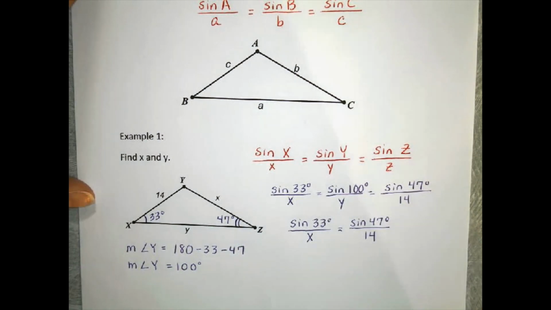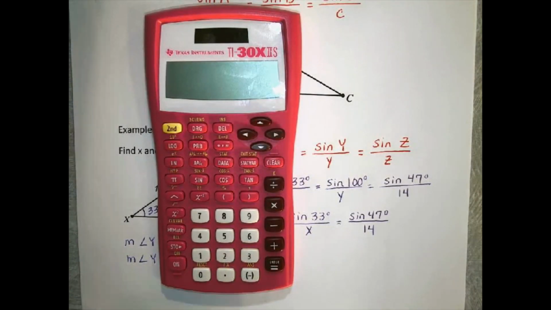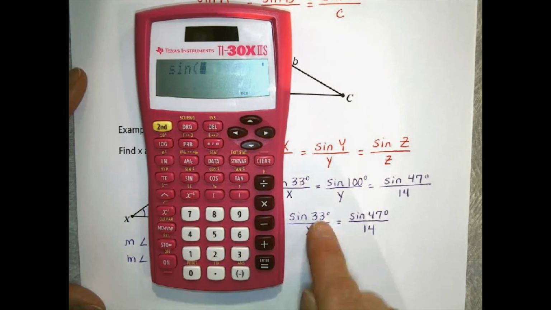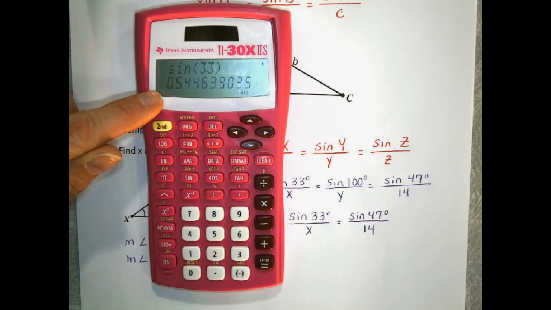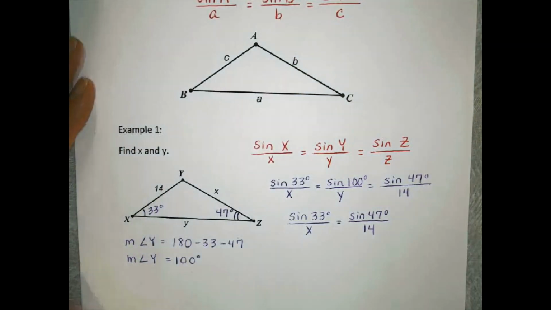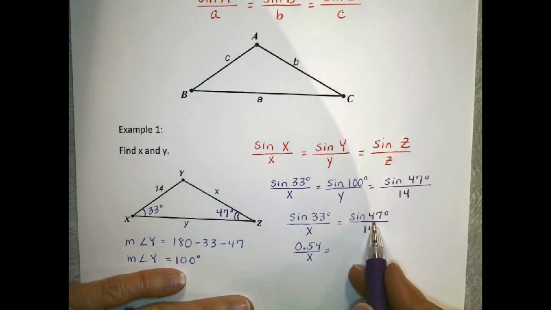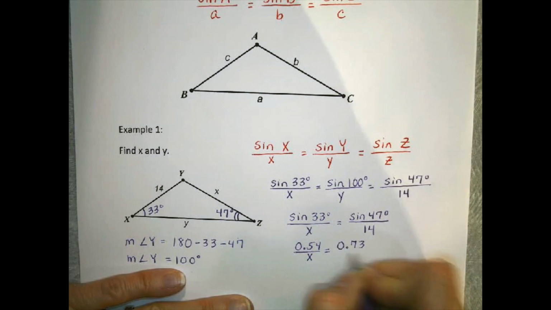To find the sine of 33 degrees, I would again use my calculator. I would press the sine button, put in 33 degrees, close the parentheses, and find that the sine of 33 degrees is actually 0.54. So I can substitute that now in my fraction. So 0.54 divided by x will equal the sine of 47 degrees, which I would also find using my calculator, and it comes out to be 0.73 all over 14.